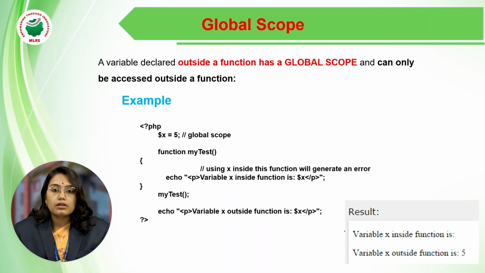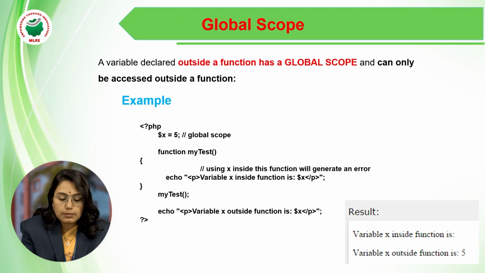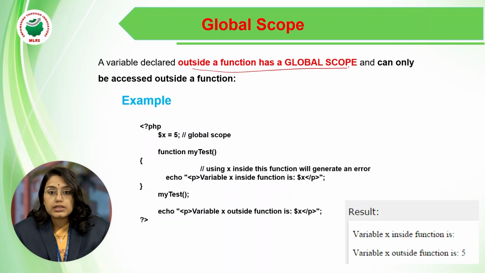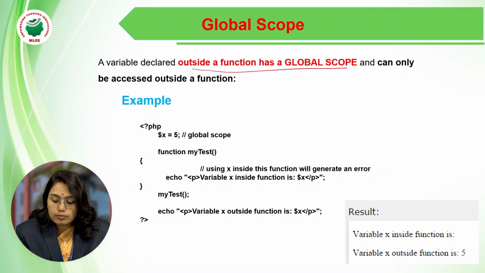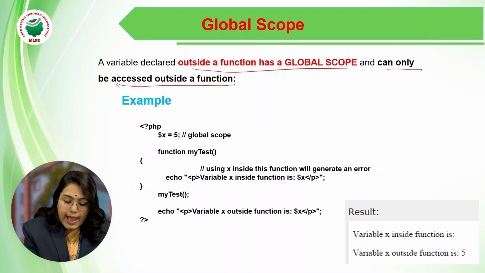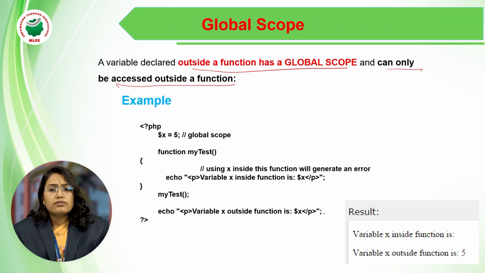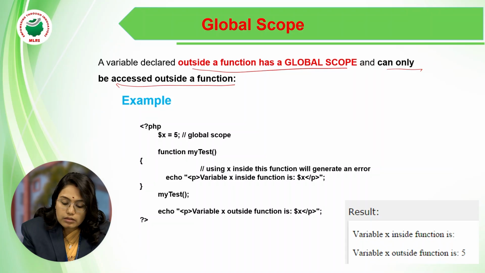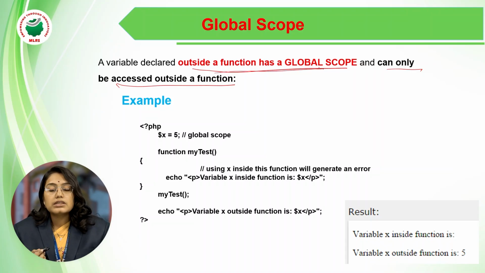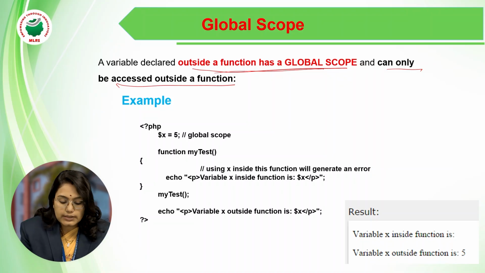Next we go for global scope. What is global scope? A variable declared outside a function has a global scope and can only be accessed outside a function. Previously, it was local scope, right? Local scope means if we declare a variable within a function, then we can access it there. Coming to global, if a variable is declared outside the function, as global, then we can access that variable. With an example, let's see.